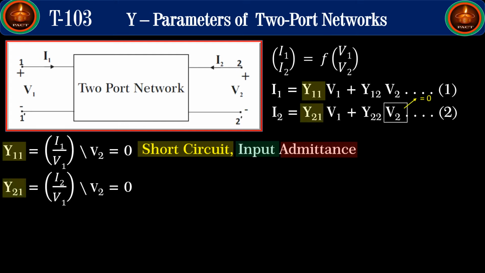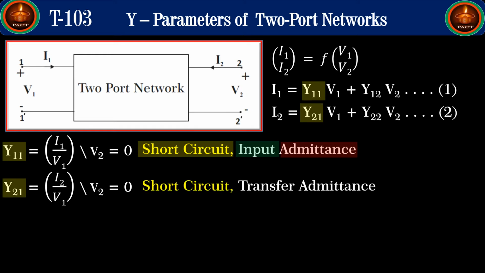Similarly, Y21 is equal to I2 upon V1 when V2 is equal to 0. So again, because V2 is equal to 0, this parameter also is called as short circuit parameter, and this parameter is called as transfer parameter because it is the ratio of current I2 at the output port to the voltage V1 at the input port. Therefore, it is called as transfer admittance, and of course it is called as admittance parameter because it is a ratio of current to voltage.